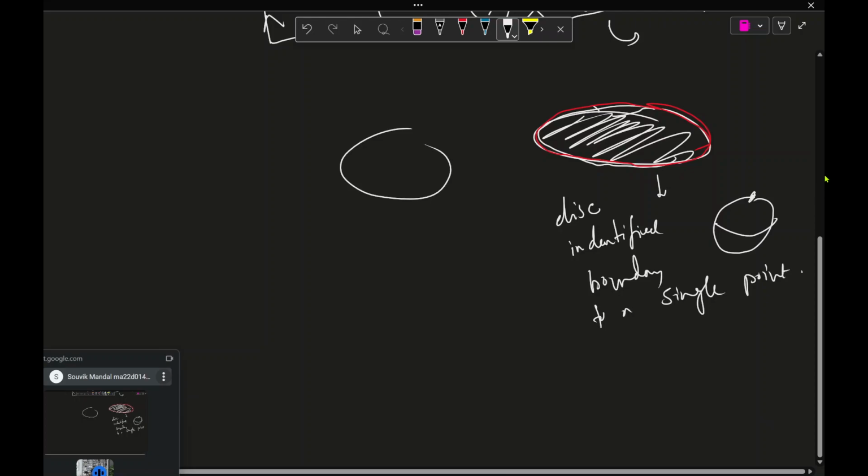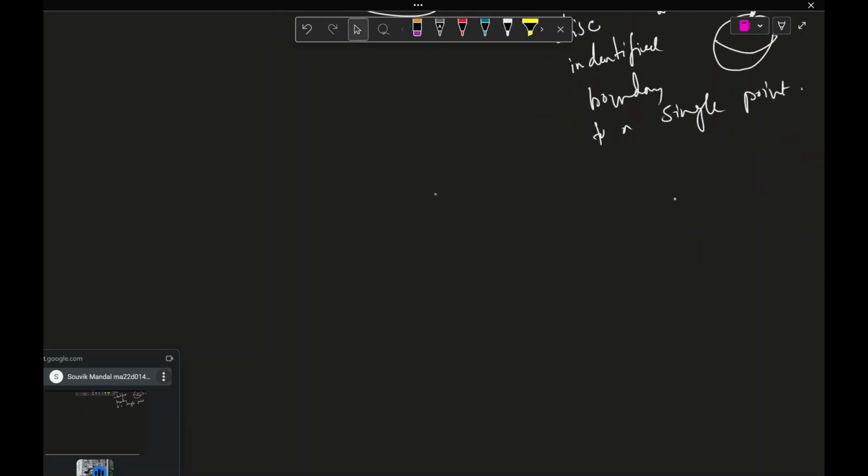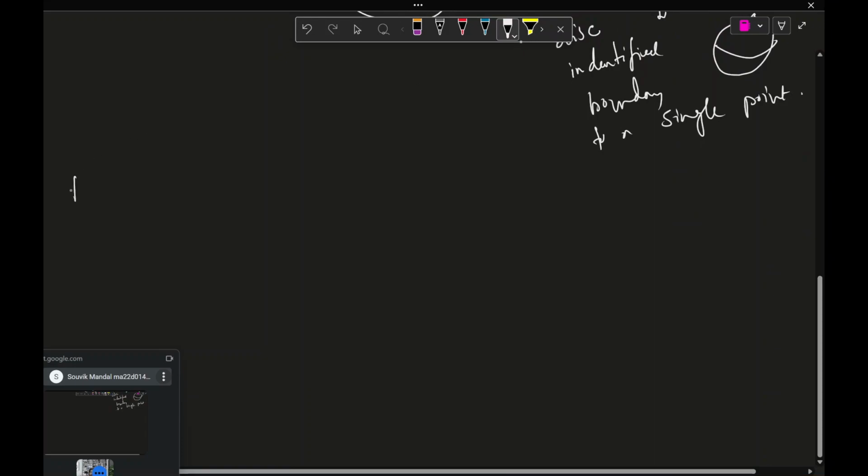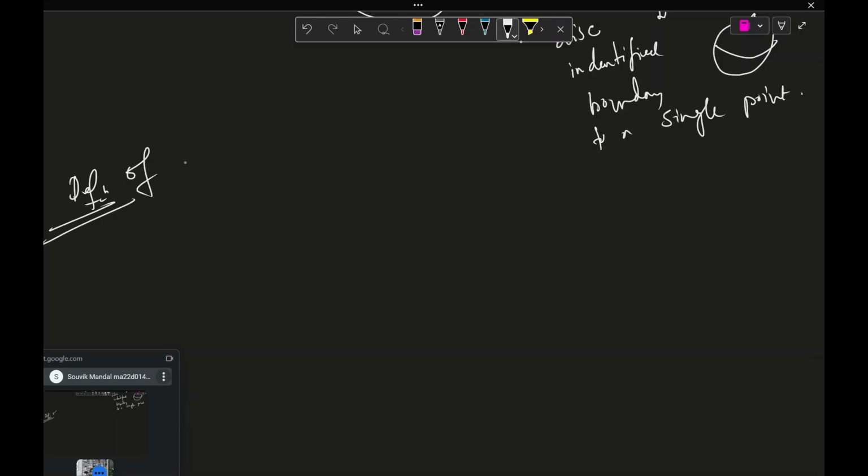These things come under quotient topology, and we shall prove this mathematically. These examples are visually okay right now, but we need to prove them mathematically. Gradually we'll see these things. First, let's start with the definition of a quotient map.